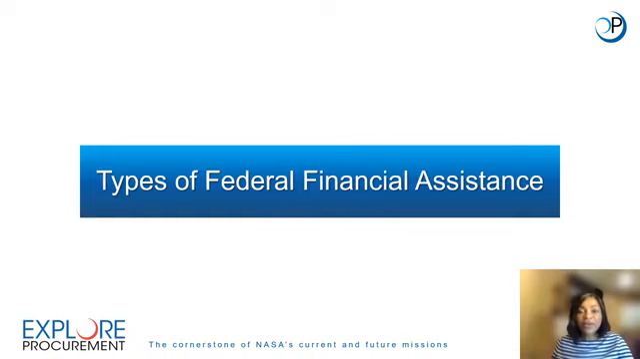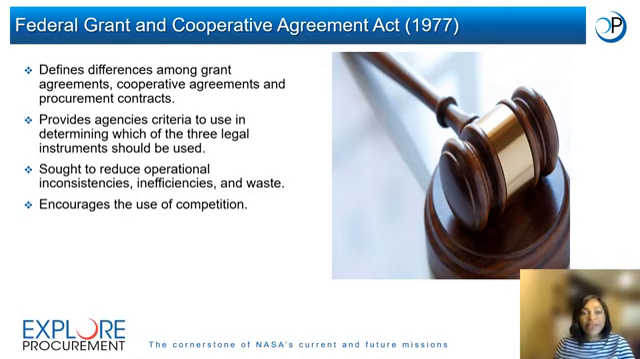Now let's talk about the different types of federal financial assistance. NASA uses several types of federal assistance instruments, as described in the Federal Grant and Cooperative Agreement Act. This act provides guidance to government agencies in their use of federal funds, particularly by distinguishing between grants, cooperative agreements, and contracts, and clarifies the meaning of these instruments in order to reduce operational inconsistencies, inefficiencies, and waste. The act also encourages the use of competition.